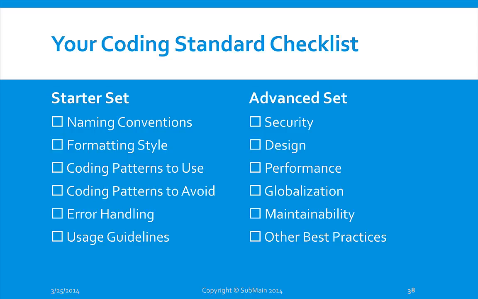Some of the things that are really easy to implement as coding standards are naming conventions, formatting, patterns, error handling, and usage guidelines. It takes a little more time to do security, performance, and design, which are two of my big ones. Globalization takes a little more time, but to me it's a very necessary step in this world. Then maintainability and other best practices. So on the left you see a lot of things you can do that are pretty easy. On the right, it takes a little bit more time, but there's a bigger bang for your buck as you roll that out.